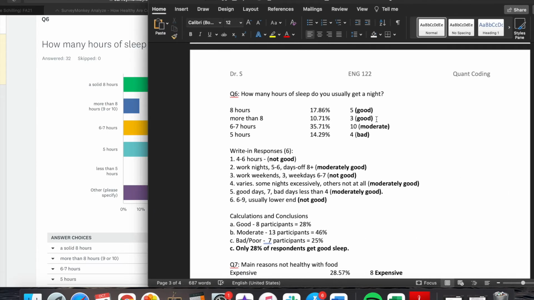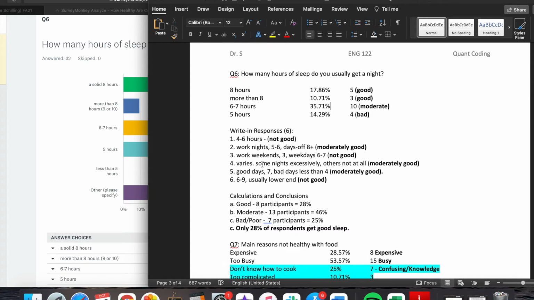So I'm going to say that if you have 8 hours of sleep, that's good. That's healthy. If you have more than 8, that's even better, right? 6 to 7, I'm going to put you in the middle, a moderate category. It's not great, it's not bad. And 5 hours, it's not good, right? So for my opinion, you have to have your own measurement system for your participants and your responses.